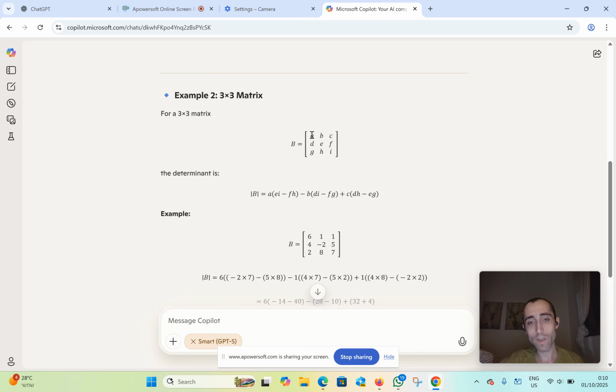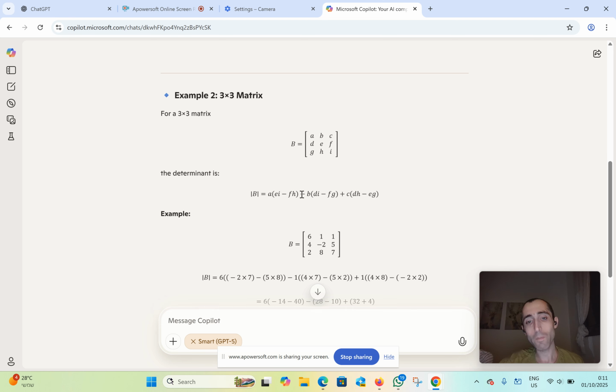So we take the first argument, removing the first column, removing the related row, and do the determinant of what is left. So the determinant of e f h i, which, as we did, translates to ei minus fh. The next one is minus b. Again, the same thing, taking the row and the column related and removing them within our head and taking the determinant of what is left, which is di minus fg.